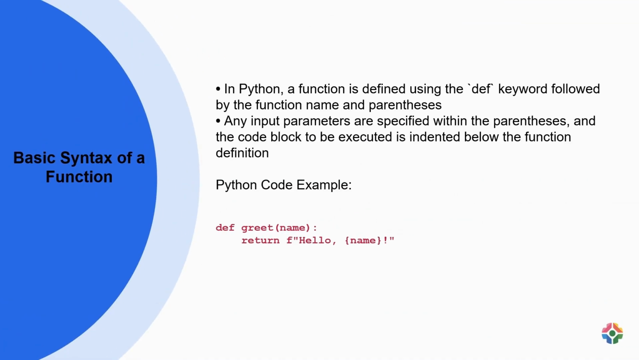A function in Python is created by using the def keyword followed by the function name and parentheses. Any input parameters are defined within the parentheses. The function's code block, which is the set of instructions to be executed, is indented below the function definition. For instance, the greet function shown in the provided example takes a parameter named name and returns a greeting message that includes the value of the name parameter.